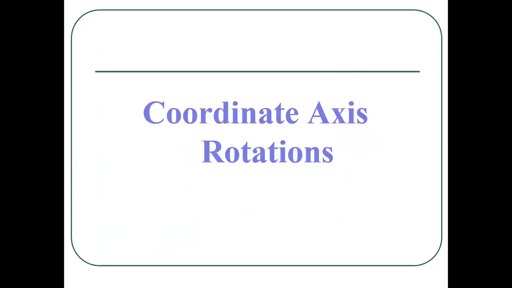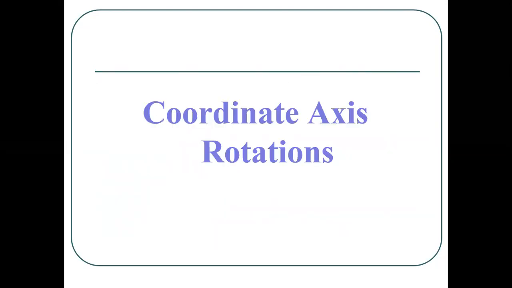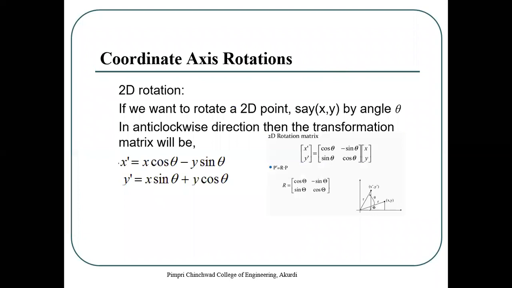Now, how to perform the coordinate axis rotations? Means now in the 3D rotation, we need to rotate the point along x-axis, y-axis and z-axis. So how to represent the coordinate axis rotation with the help of matrix transformations?